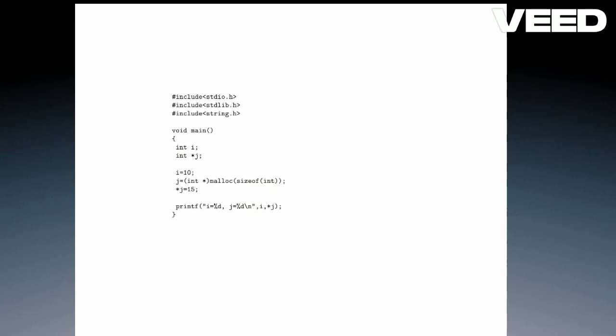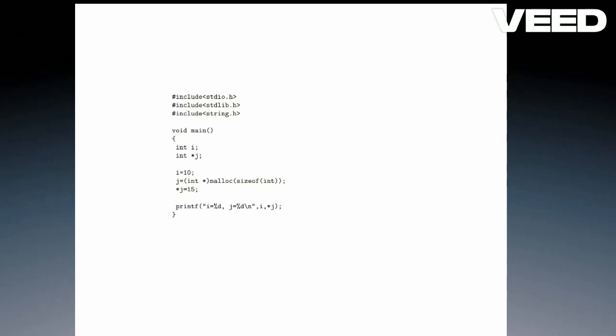So here is a very simple code segment with the usual include files at the top. I have declared two variables. One is i, and one is not a variable but a pointer to an integer variable. I can directly assign a value to i, for example i equals 10. However, I cannot assign a value to j because j is not yet a variable. j is simply an address of the variable.